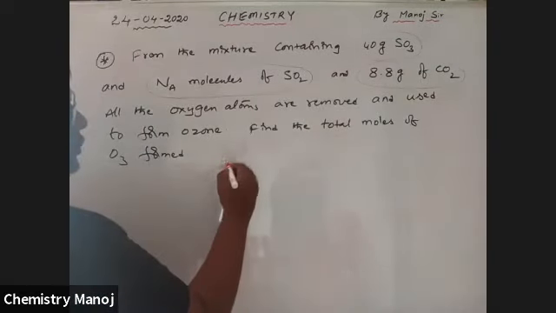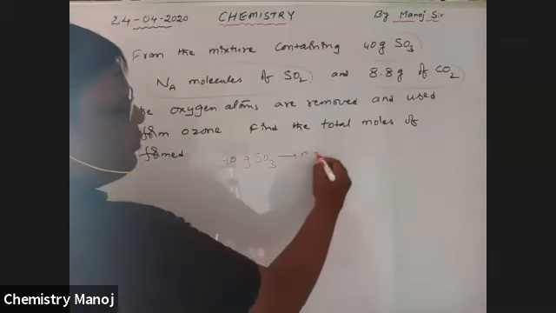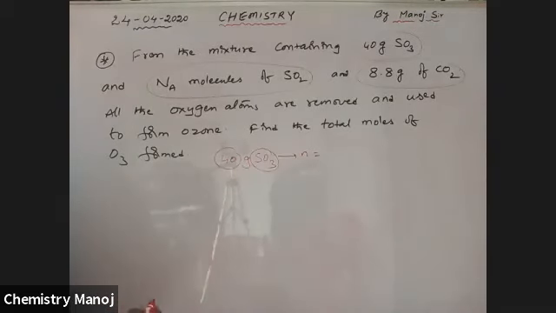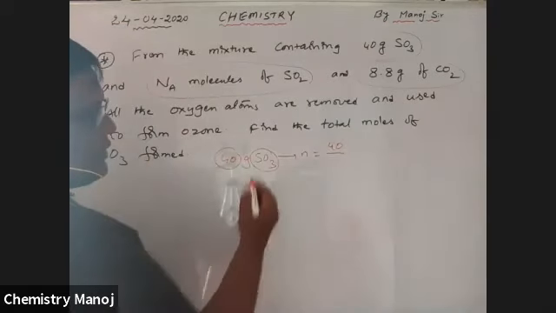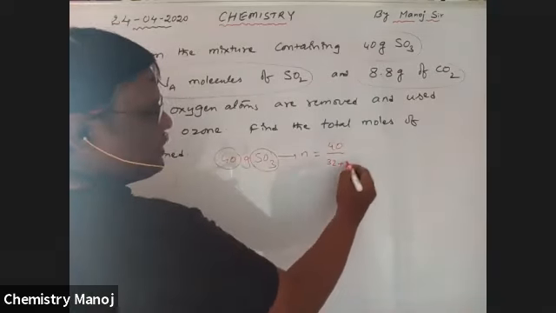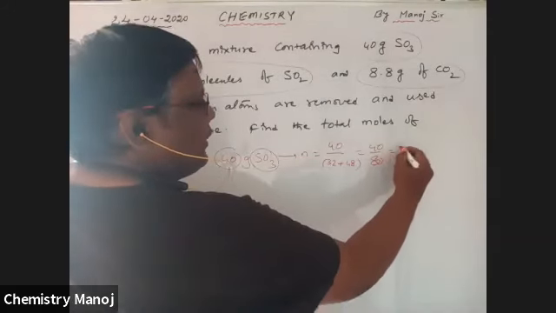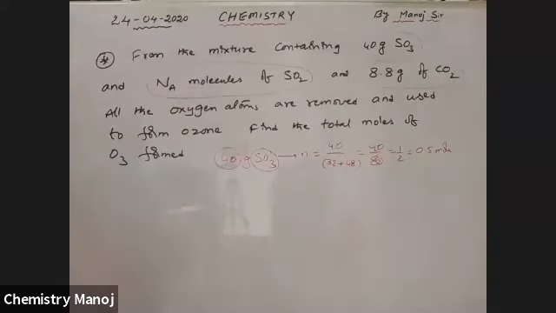I'm going to explain here. 40 grams SO3. Convert this into moles. Weight is given, so moles are weight by molecular weight. Molecular weight of SO3: sulfur 32, 3 oxygens 48, that is 80. So 40 by 80 is 1 by 2, 0.5 mole.